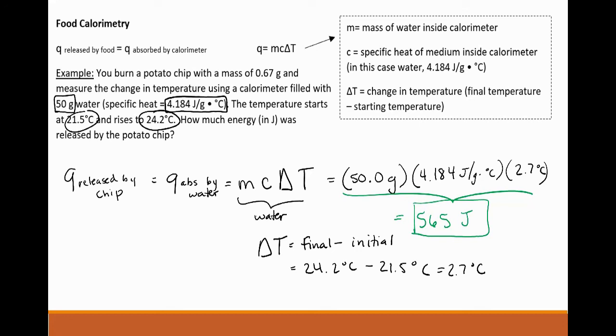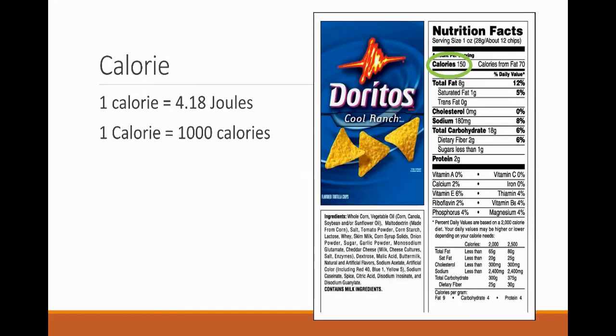But oftentimes when we talk about food energy, we refer to it in terms of calories instead of joules. And so what we're going to do, now that we found the heat in joules, is convert it into calories so we can have a little better comparison to an actual food package. All right, so here are some facts to know in order to do this conversion. About 4 joules is equal to 1 small calorie.